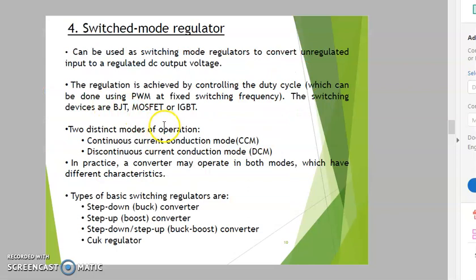So again, the switch mode regulator can be used to convert the unregulated into a regulated output voltage. So this is the main concept of how the regulator works: the unregulated into the required regulated output voltage. The regulation can be achieved by controlling the duty cycle. So in PWM, the frequency is fixed, or we can adjust the cycle using frequency modulation control.